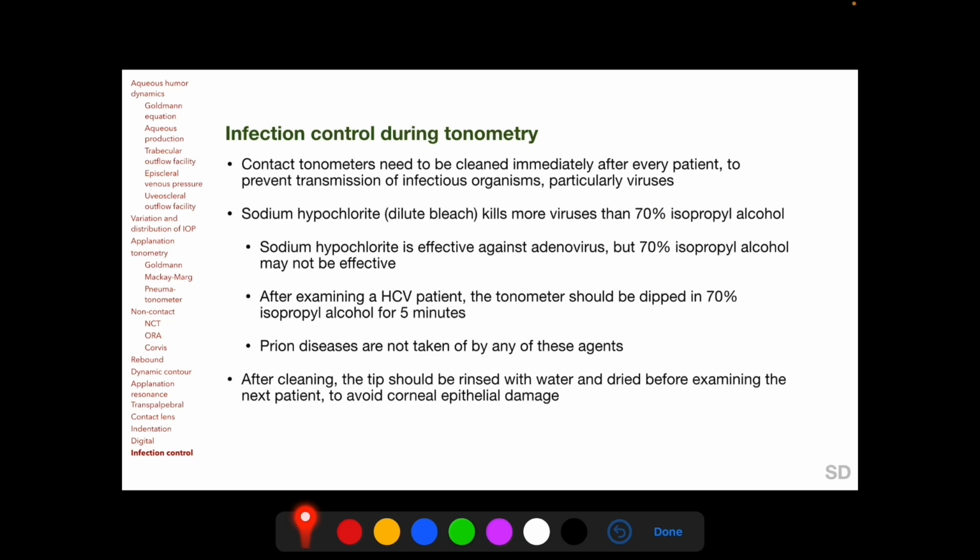However, the possibility of transmission of prion diseases such as CJD is not prevented by any of these agents. And after disinfection, the tip should be rinsed with water and dried before examining the next patient to avoid corneal epithelial damage, and this is very important to remember.